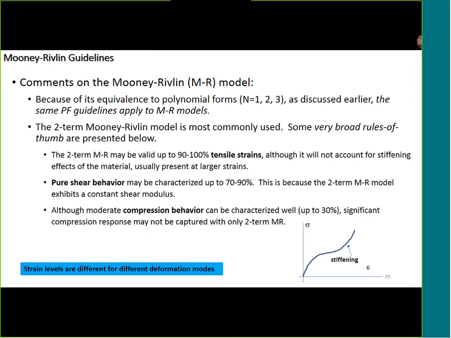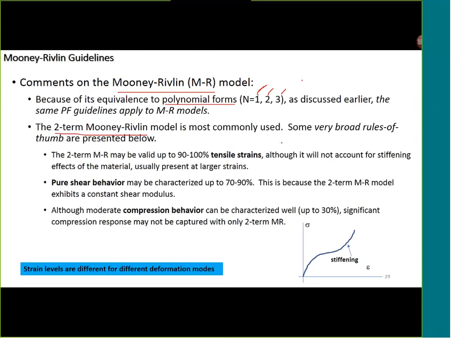Remember that the Mooney-Rivlin model is nothing but the same as a polynomial form with different orders of the polynomial. So whatever we have discussed, or whatever guidelines we have seen for a polynomial form, the same is applicable here. Higher the order, the more complex a stress-strain curve we can capture. But the more often used Mooney-Rivlin material model is the 2-term Mooney-Rivlin model.